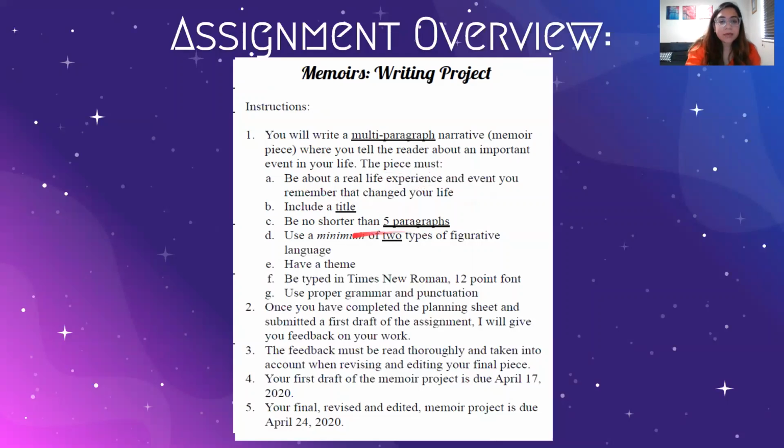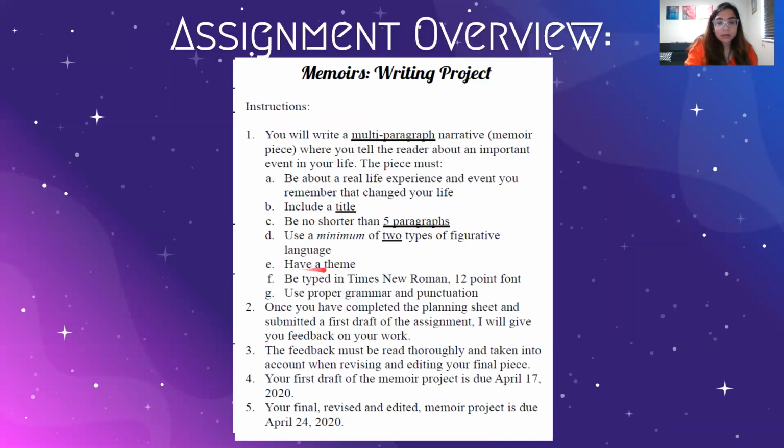So I need a minimum of 5 paragraphs in your memoir piece. And you have to use a minimum of 2 types of figurative language, which we just used. And if you show and don't tell in your sentences, you should be good. I used 3 types of figurative language in my showing sentence. You should be able to do that as well. And you practiced using figurative language last week, so I know that you've got this.